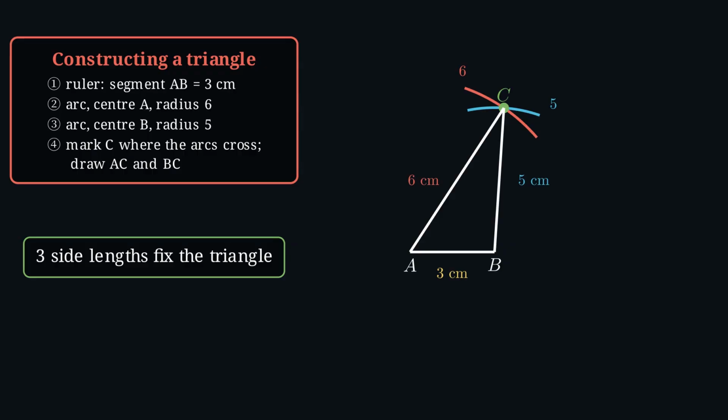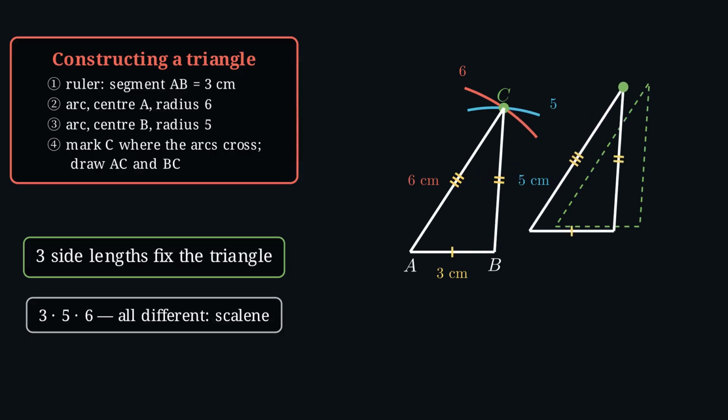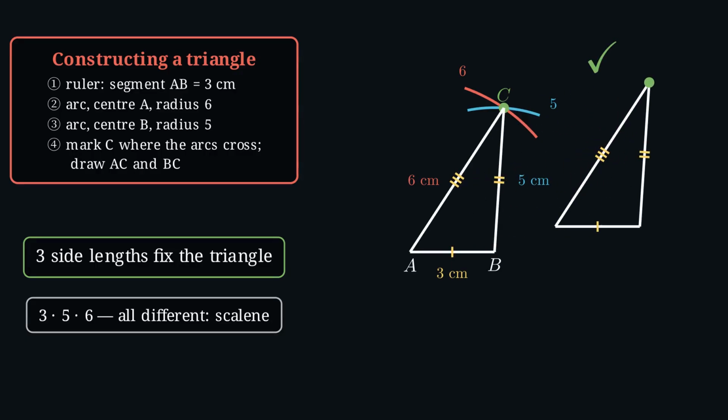Draw one side and the two arcs trap the last corner. Cross the arcs below the line instead, same bracket, just flipped. Last touch, name it. 3, 5, 6, all different. A scalene. And the second bracket, a perfect match.